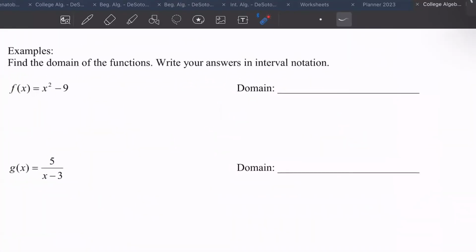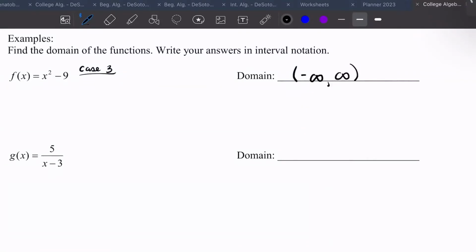So let's do some examples. Find the domain of the functions, write your answers in interval notation. The first one is f of x equals x squared minus 9. Case one deals with fractions, case two deals with roots, and case three is all other cases. So this will be case three, right? This doesn't have anything to do with a fraction or a radical. So we can plug in any number that we want for x and we'll get a number back out. The domain would be all real numbers, or negative infinity to infinity in interval notation.